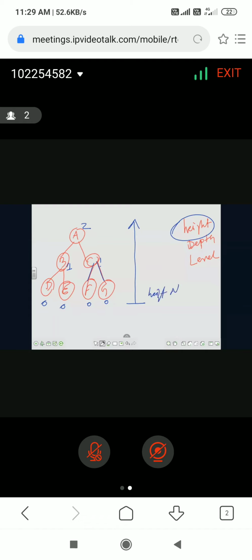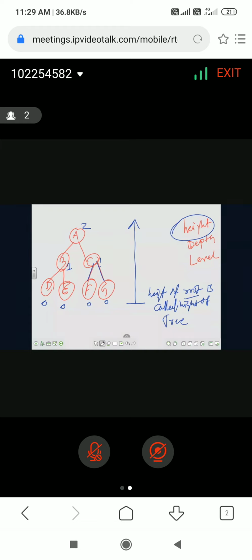Height of the root is called height of the tree. Okay? Height of the root is 2, which means height of the tree is 2 here. Height is always measured from the leaf node towards the root node.